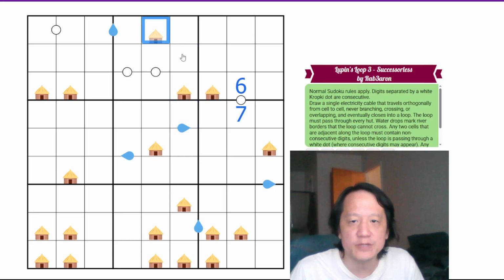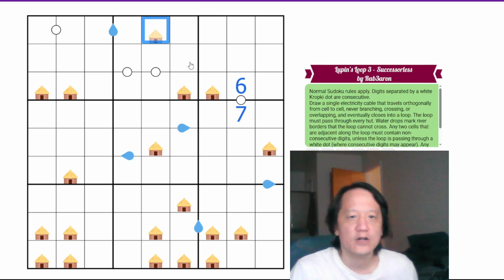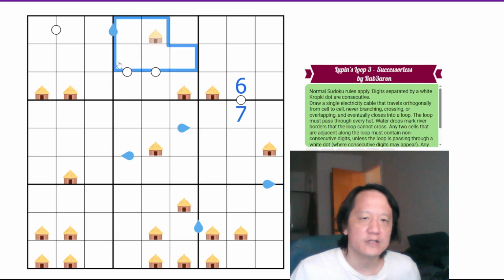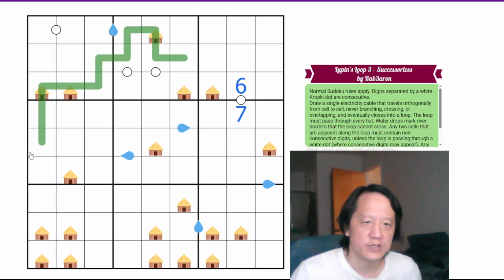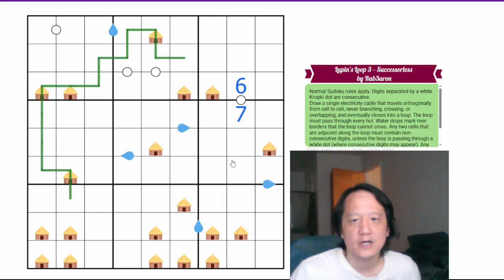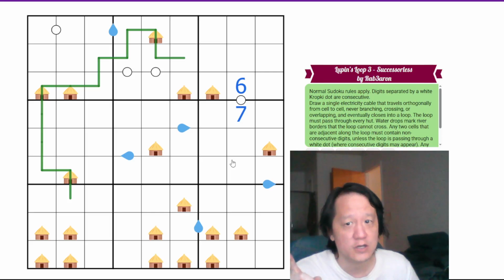So what does it mean traveling orthogonally? It just means going horizontally or vertically. You cannot go diagonally here. So the loop could go something like this. Let's just use that. You could do this, and can't do that. It could do something like this, or this. It cannot branch, and it cannot cross or overlap.